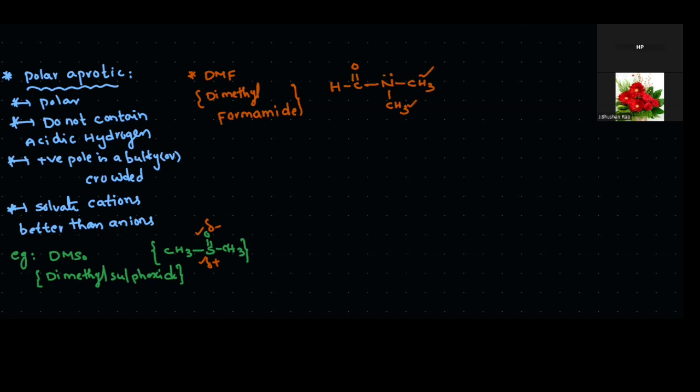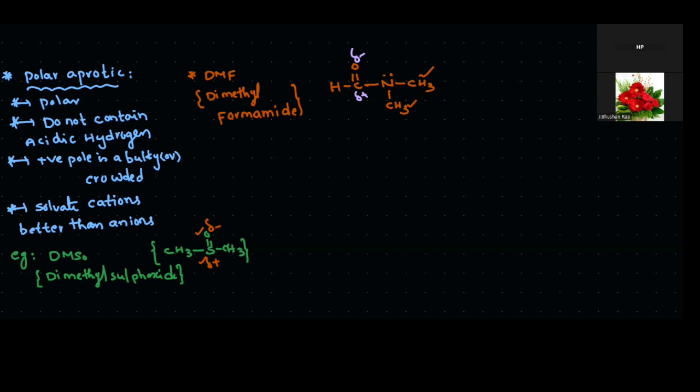Now here also, oxygen is more electronegative. This one gets the partial negative, and carbon gets the partial positive. In the previous solvents, hydrogen only got the positive charge, but in this case it is carbon, and in the earlier case it was sulfur. So these bulky or crowded groups get the positive charge. So DMF is an example of which one? Polar aprotic solvent.